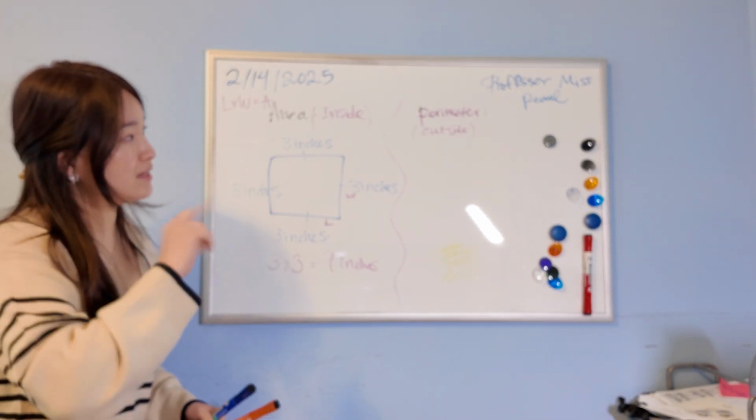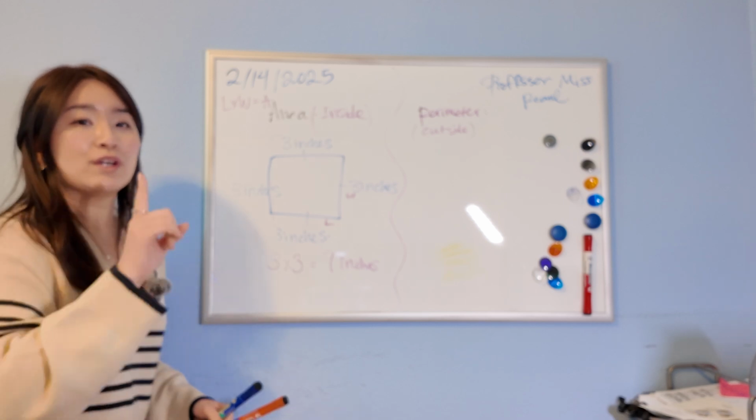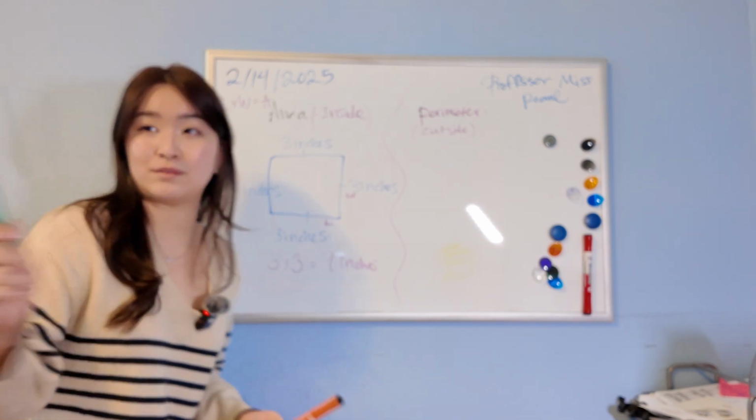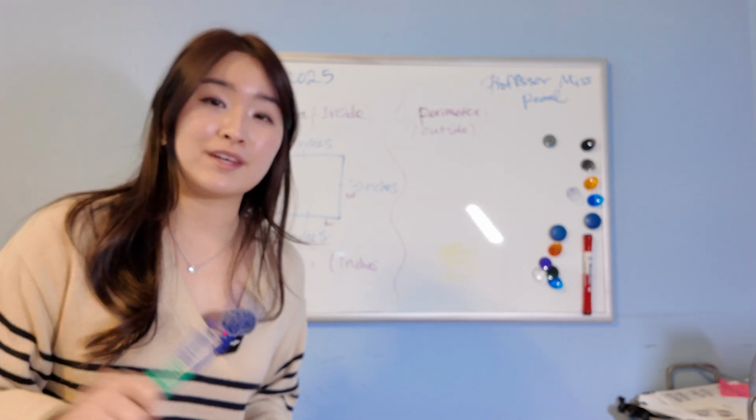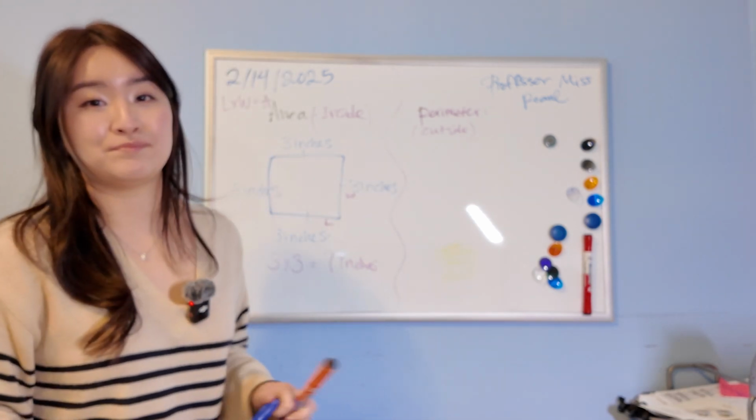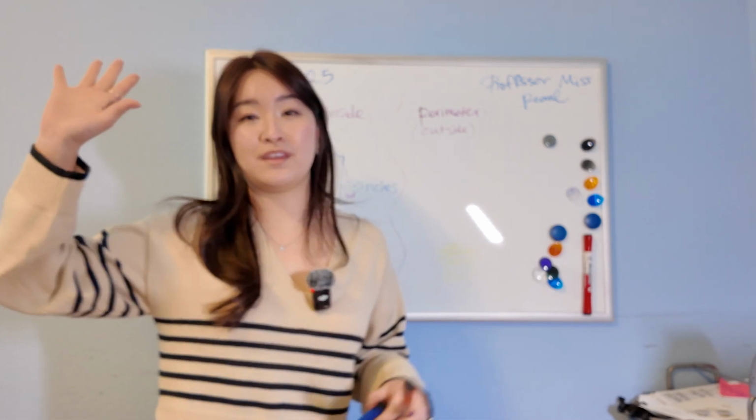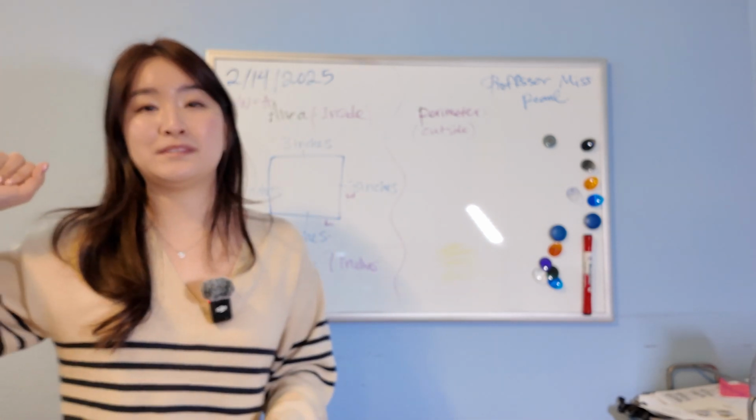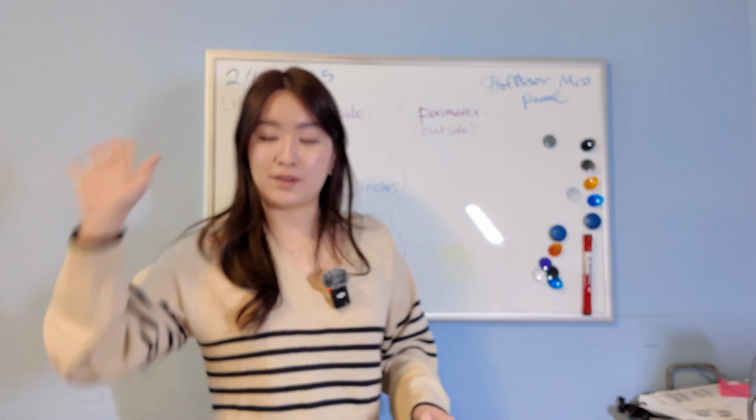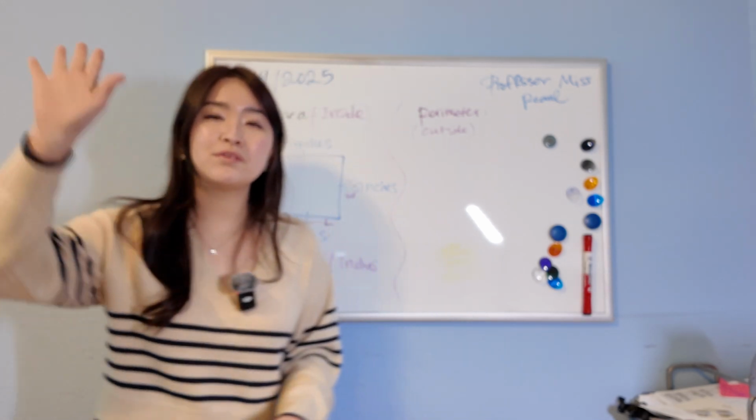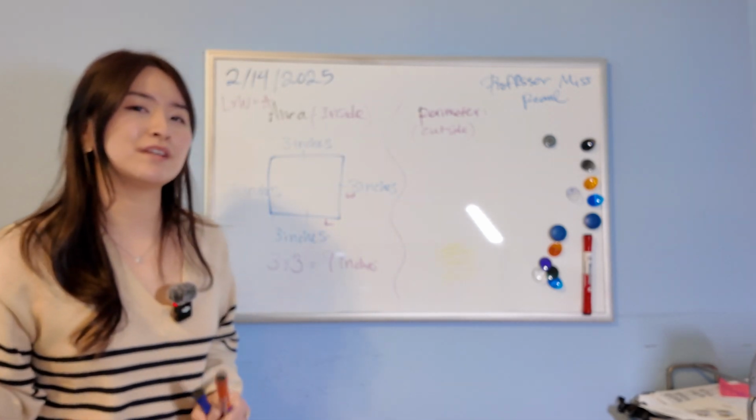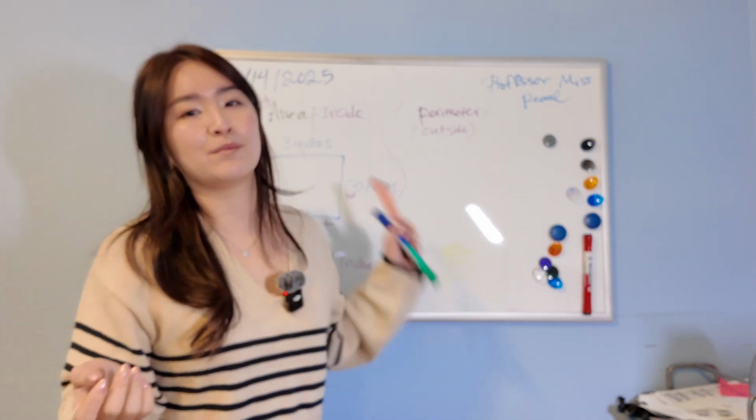Now, let's try the same problem for the perimeter. Now, before we actually start, I want to get a raise of hands. Do you think that the area and the perimeter will equal the same? Raise your hand if you think the perimeter and the area will be the same. Okay, we got a couple hands here. All right, go ahead and put your hands down. Raise your hand if you feel like the area and the perimeter will be different. You think a perimeter will be a different number than what we got here.